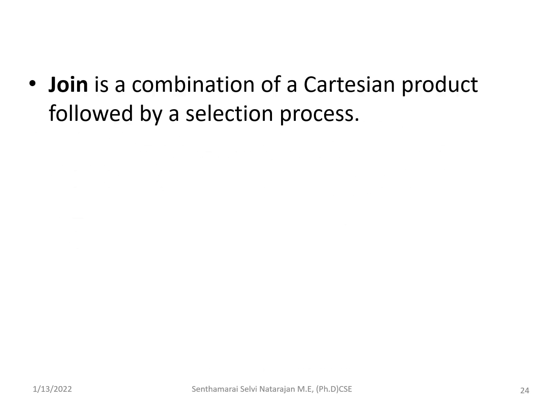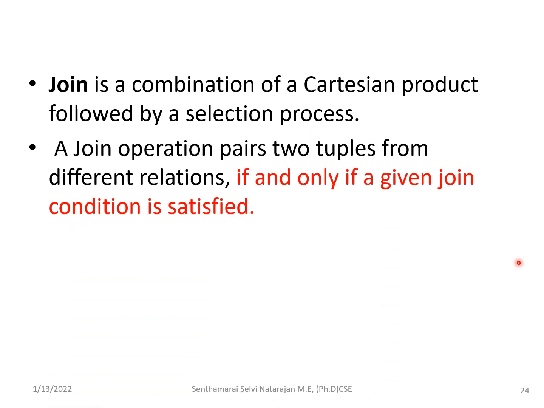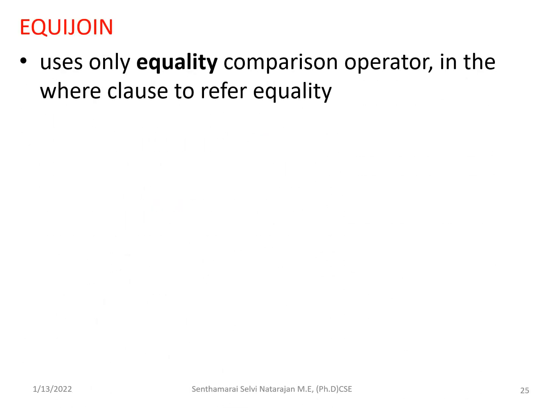Going to the next join, in general you can say that a join is a Cartesian product followed by a selection process, as a join operation pairs two tuples from different relations if and only if a given join condition is specified. Tuples in the sense rows from different relations, meaning different tables. Okay. Then in your syllabus you have equi-join. It is a type of inner join.